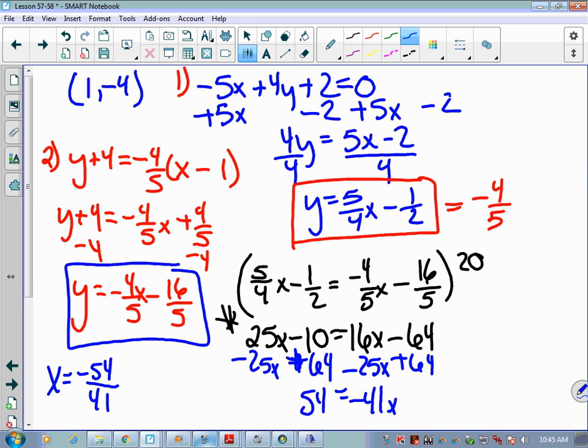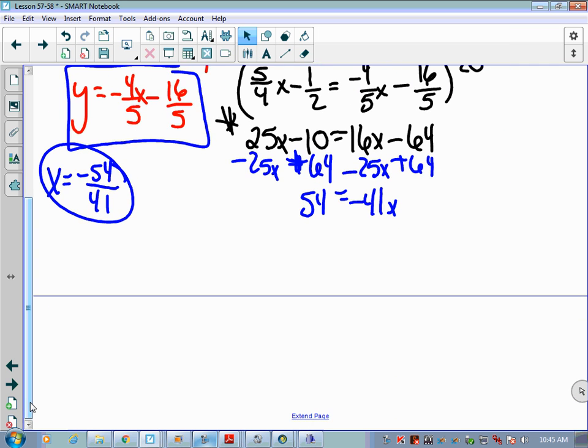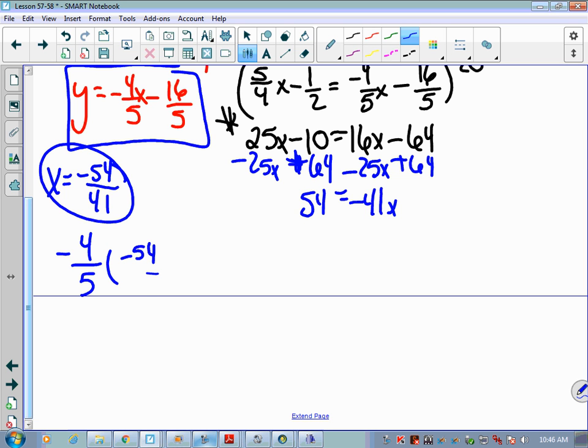So this is effectively step 3. I'm going to try to take this down, give ourselves some more room. So the next thing after this is plugging x back into either one of the equations to solve for the y coordinate. We can take just this first one. It doesn't really matter which one. Negative 4/5 times negative 54 over 41 minus 16/5.